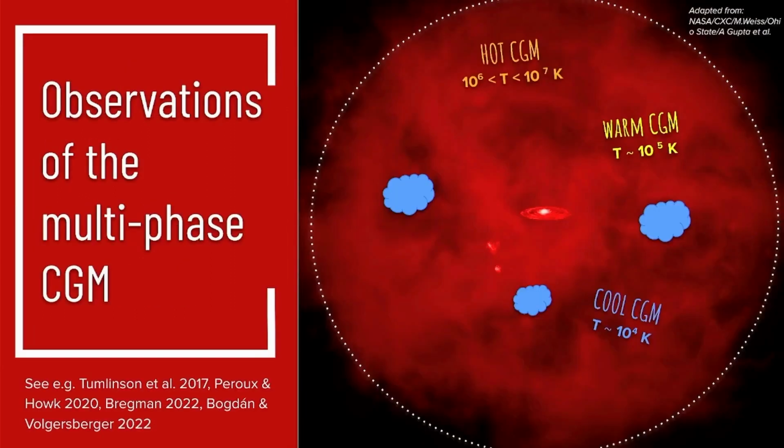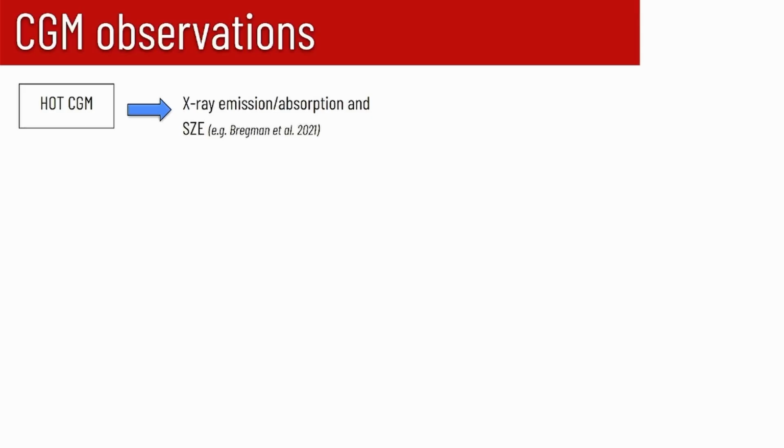So first of all, I wanted to give you a brief overview of what we know from observations of this multi-phase circumgalactic medium. And of course, being multi-phase, we have observations in very different bands, going from X-ray to optical.